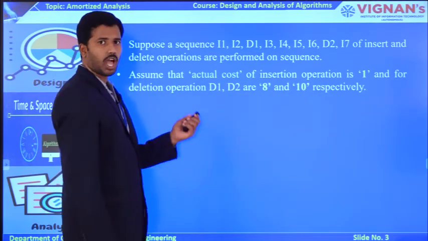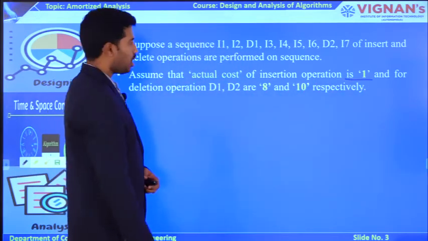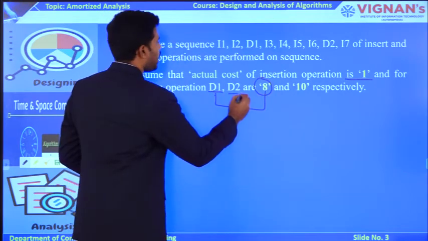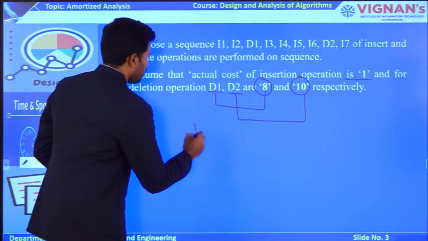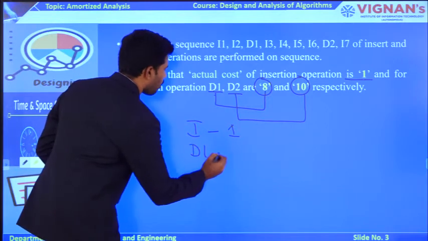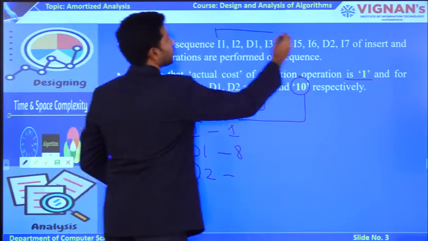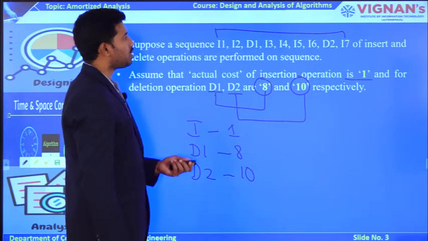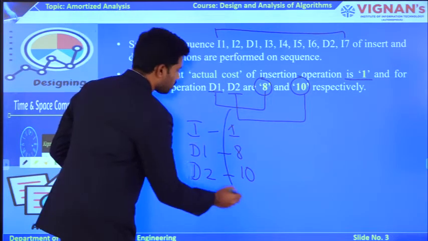In this example, I am assuming that the insertion operation takes actual cost as 1, and the first deletion operation takes actual cost as 8. For the second deletion operation, it takes actual cost as 10. Okay, insertion occupies actual cost 1, the first deletion operation occupies 8, and the second deletion operation in this sequence occupies 10. Now, can you tell me what is the total time complexity for this case if I follow these costs?